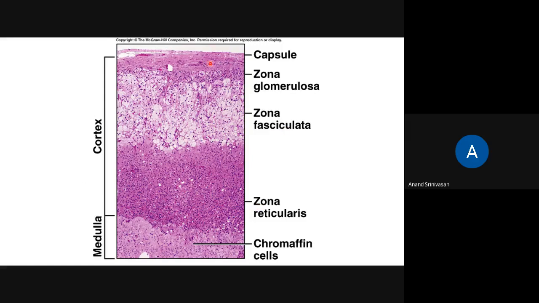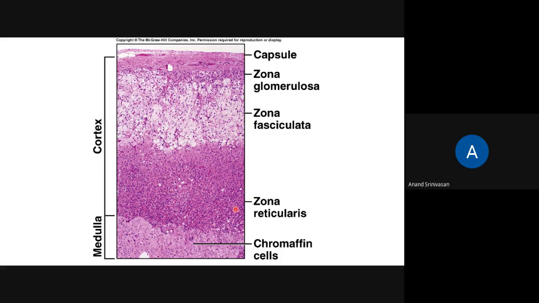So this is a histological picture. Here you can see the outermost covering, which is the capsule. Next is glomerulosa, fasciculata, reticularis. You can see it is more crowded in the glomerulosa. The next one is the fasciculata layer, where the cells are arranged in columns from top to bottom. So that's regarding the zona fasciculata.